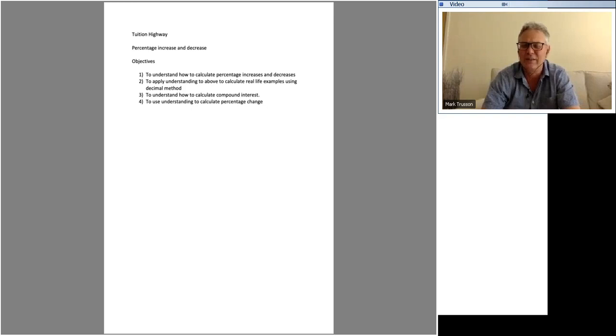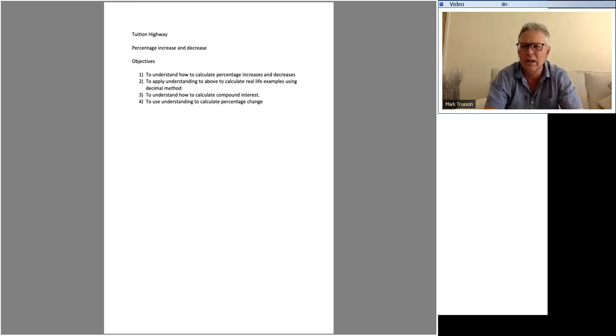So on the screen, you can see the objectives for today. There are four objectives. The first one is to understand how to calculate percentage increases and decreases. But importantly, the second objective is to apply your understanding to calculate real-life examples using the decimal method. And it's the decimal method today that we're going to be looking at, which will give you a really quick and easy way to calculate percentage change.